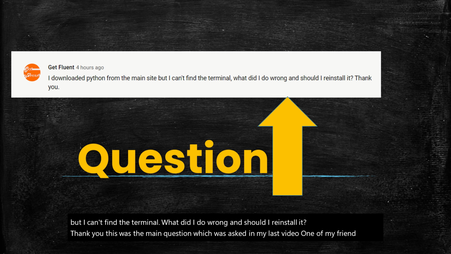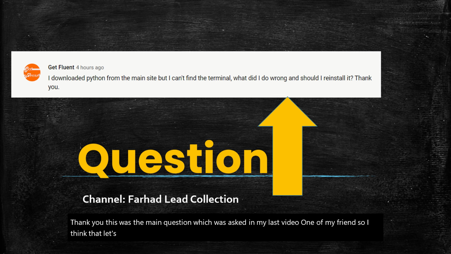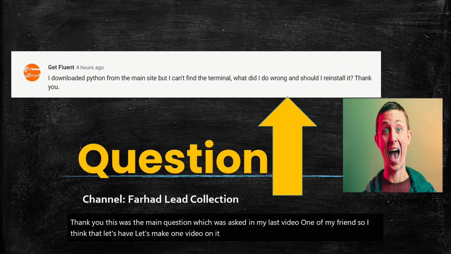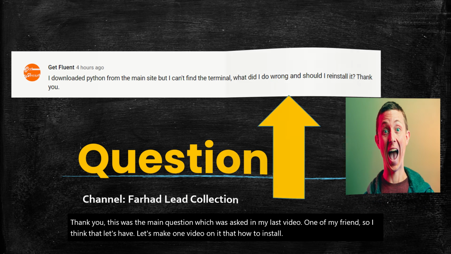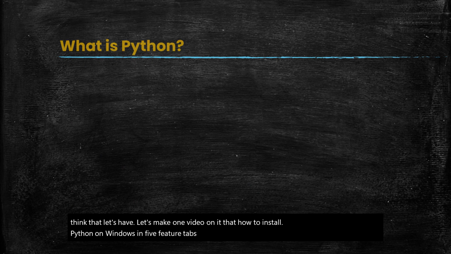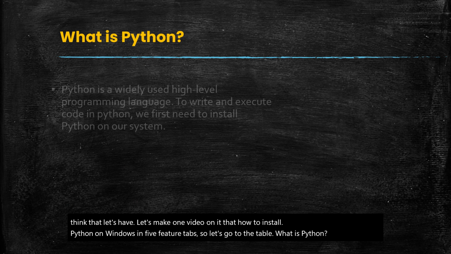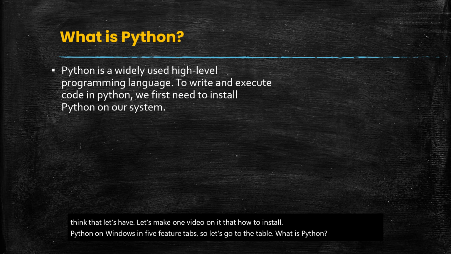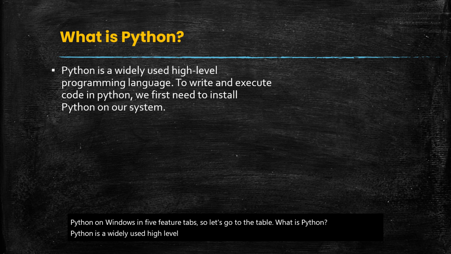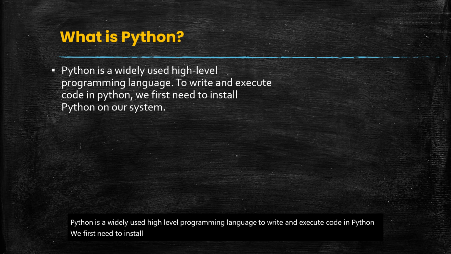This was the main question which was asked in my last video by one of my friends. So I think let's make one video on it, on how to install Python on Windows in 5 easy steps. So let's go to the table. What is Python? Python is a widely used high-level programming language. To write and execute code in Python, we first need to install Python on our system.